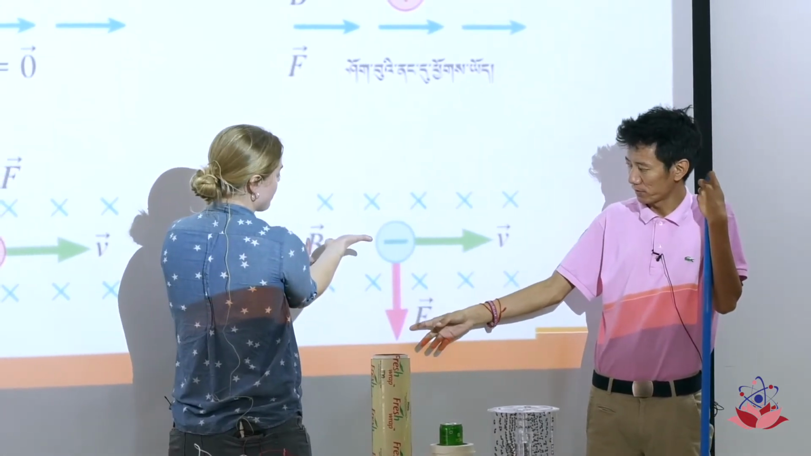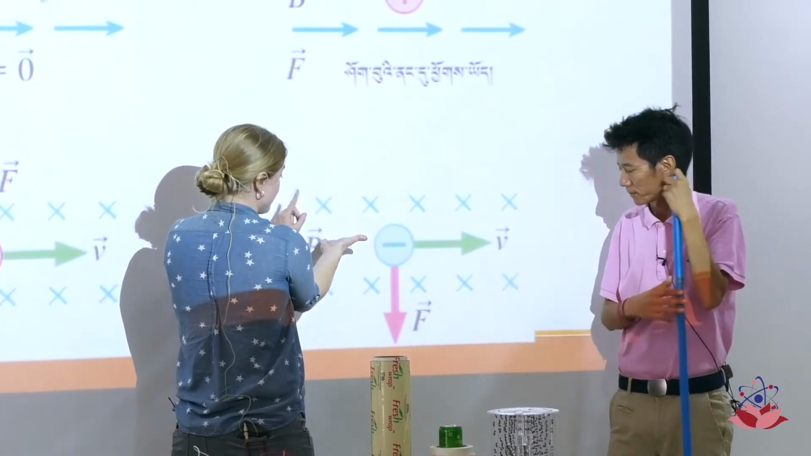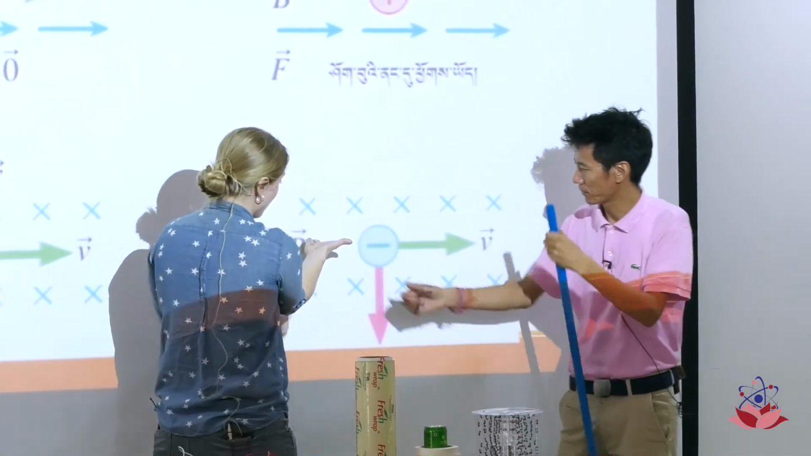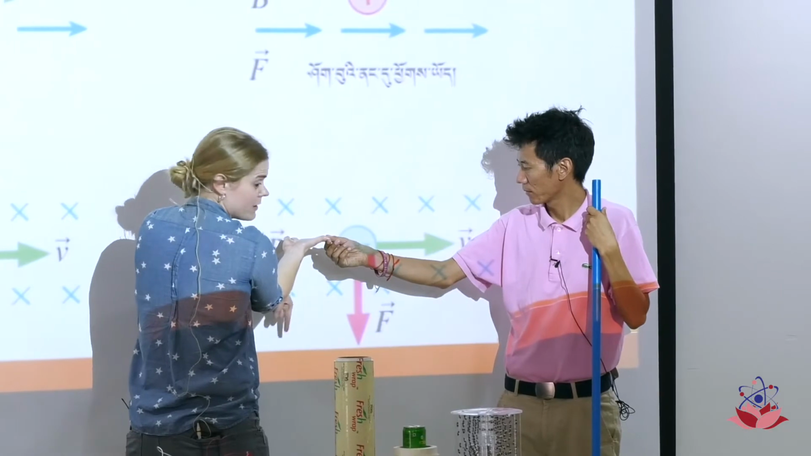So the force on a positive particle would be here, and the force on a negative particle is the opposite, or I could just say the direction the back of my hand points.